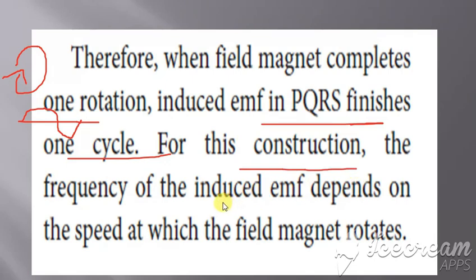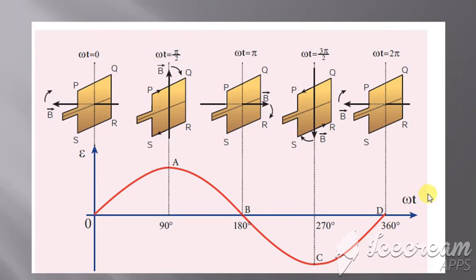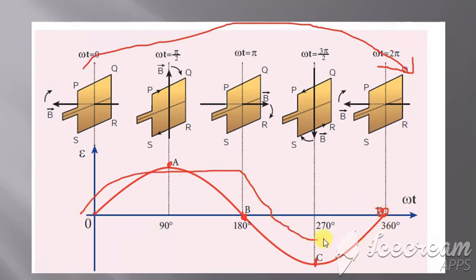For construction, the induced EMF depends on the speed of the magnet. So what does the frequency depend on? It depends upon the speed of the field magnet. This is represented with the help of the diagram here. See here, this is the starting point and this is the last. So one cycle completes with one full turn. Starting from 0, maximum, then again 0, negative maximum, then again 0. So it is completing one cycle.